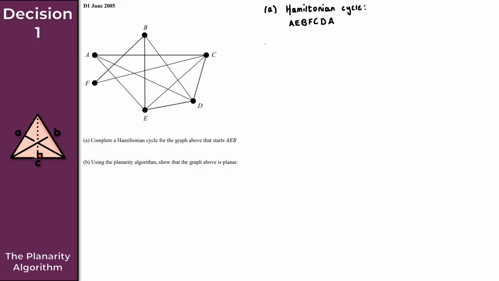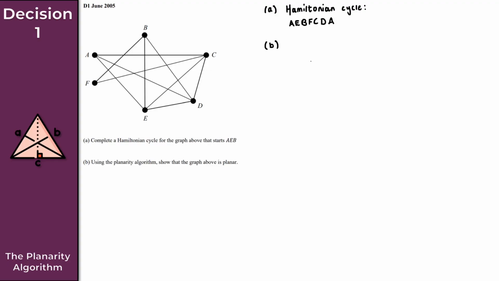Now for the next part of this question, part B, it says using the planarity algorithm, show that the graph above is planar. So where do we begin here? Once we've identified the Hamiltonian cycle, what we now do is draw this graph as a polygon. How many vertices do I have? I have 6 vertices, so I'm going to draw a hexagon here.